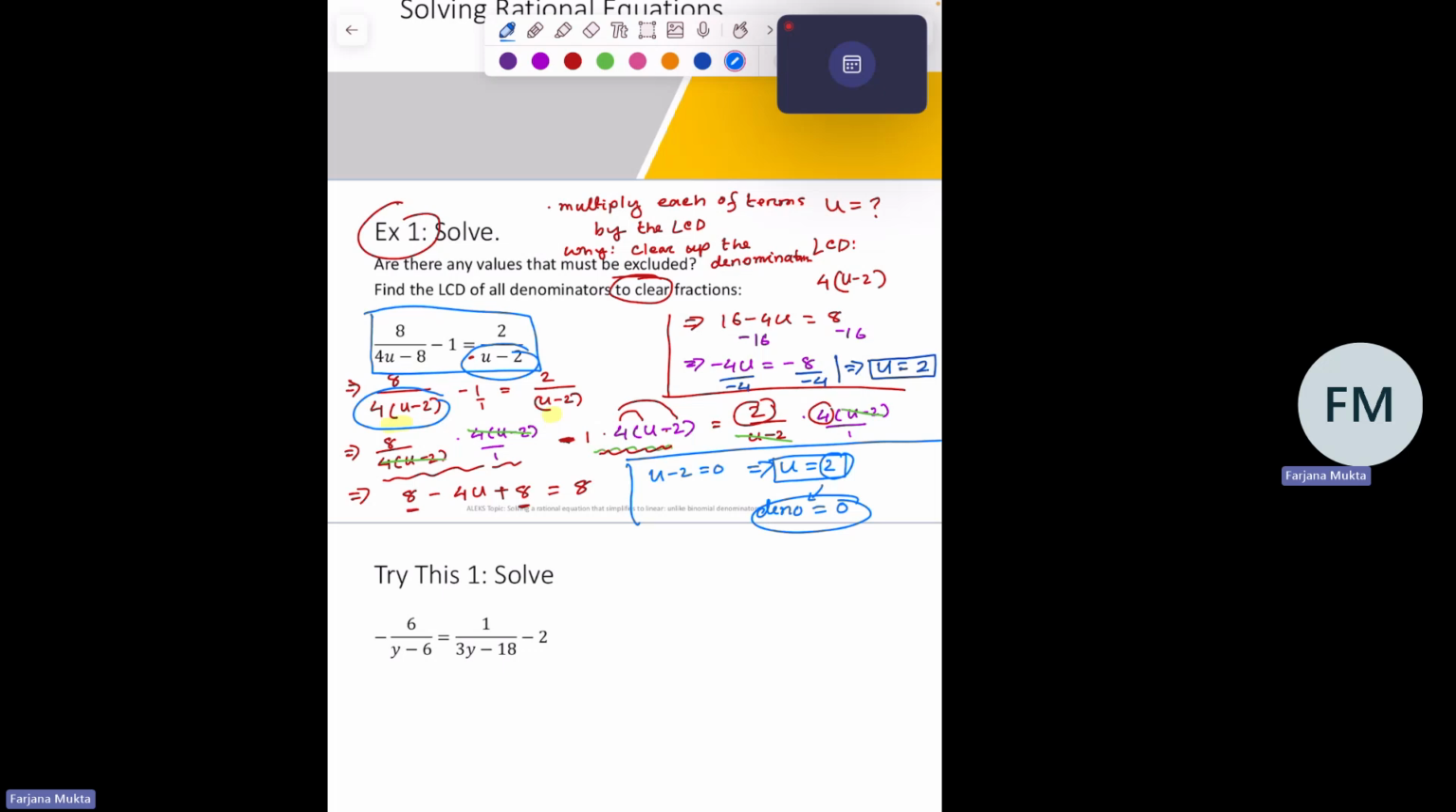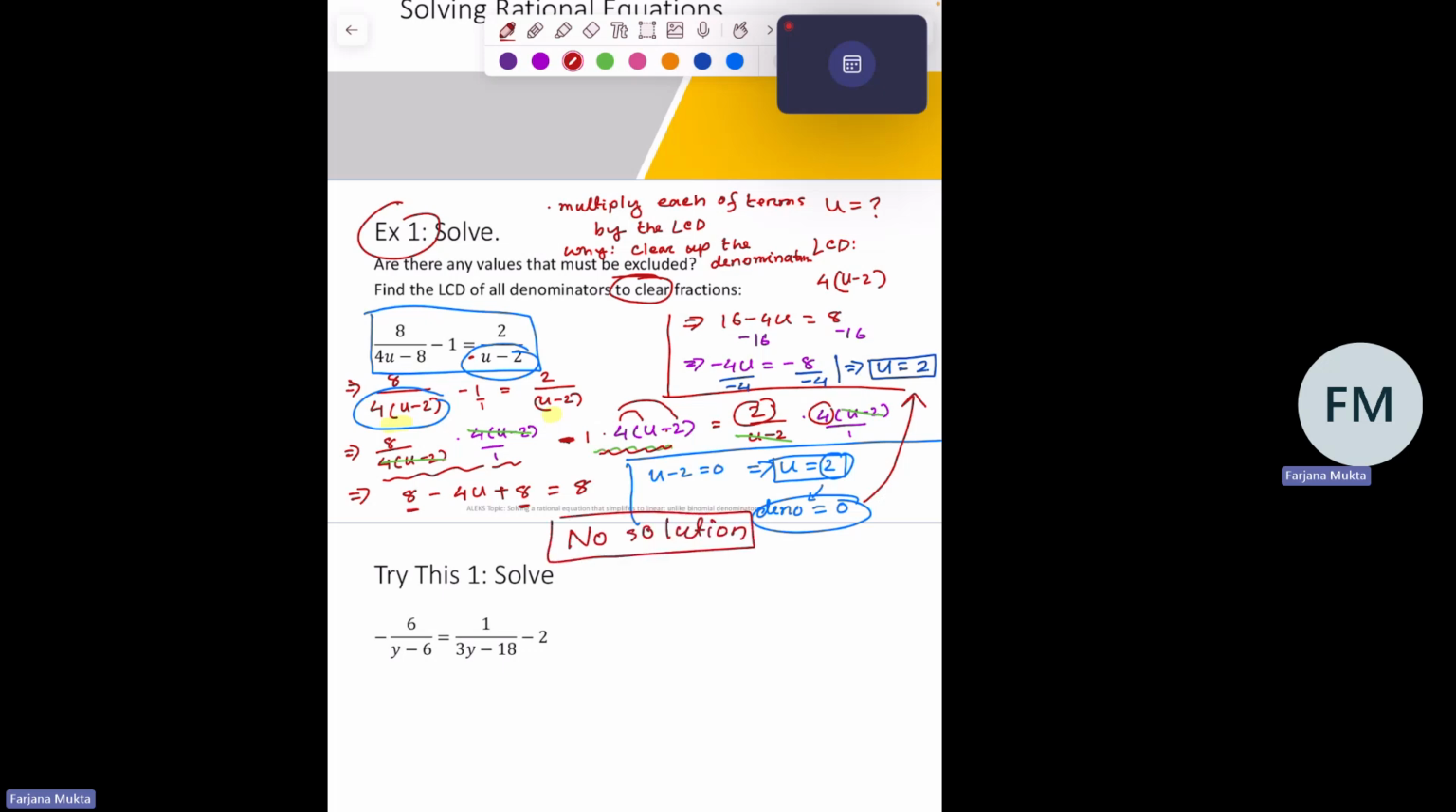right? That means in this equation, u can be anything except 2. And notice that the solution we just calculated out of this equation is u equal to 2, the value that will make each of the rationals undefined. So we cannot keep this solution because it's not a valid solution. It will make everything undefined. So in this kind of case, when the solution you got out of the rational equation makes all the denominators 0, what is our final answer? No solution.